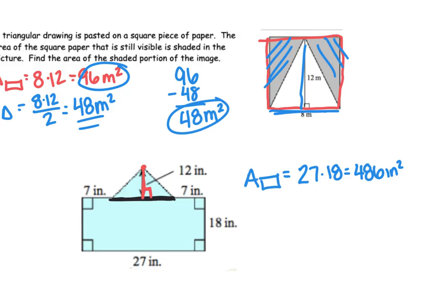So that height is labeled as 12. What's missing here is the length of the base. So this piece that I drew in black right here. I want you to think for a second, do you have an idea of how you could figure out what the base of that triangle is?